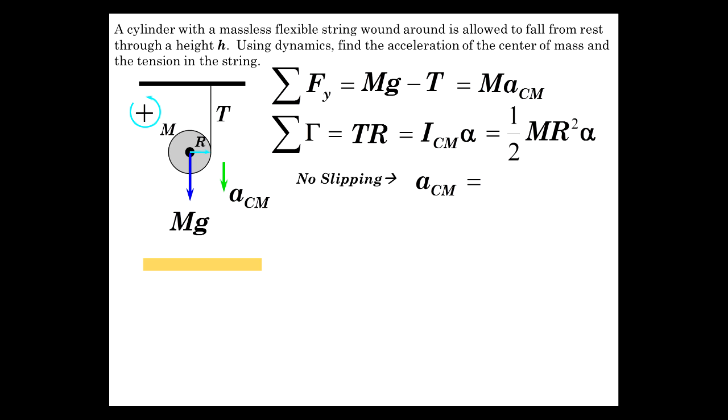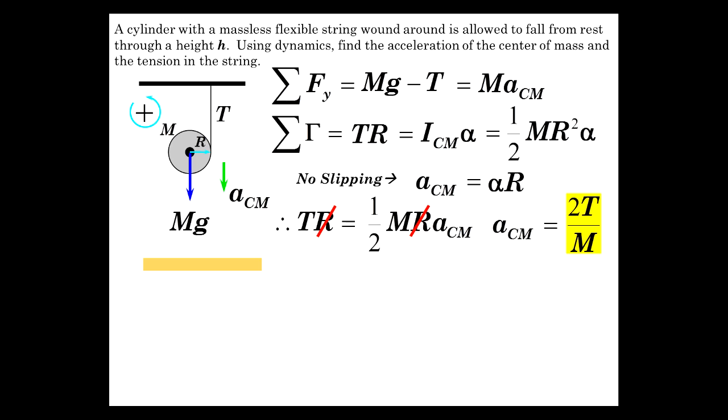Now, since there's no slipping, the acceleration of the center mass is really the same as the acceleration of the string coming off the edge of this disk. It's alpha r. All right? So you could also just consider it from here, looking at the center mass, it's still alpha r. That's the acceleration. So we can put that together. TR is 1/2 mRa instead of r squared alpha. The R's go away, and we have a_CM is 2T over M.